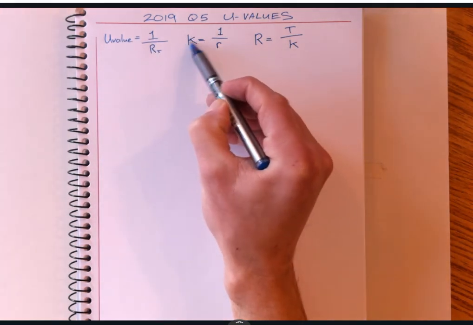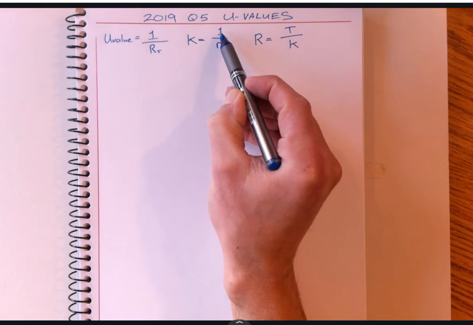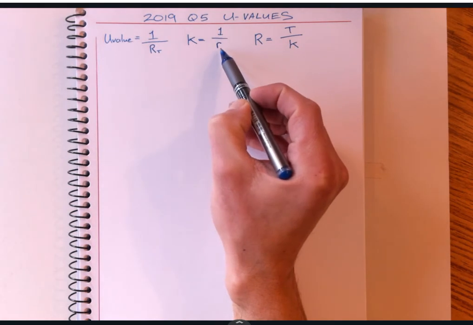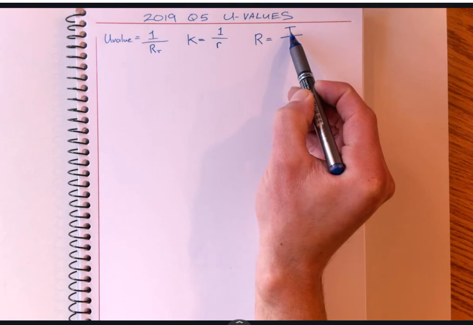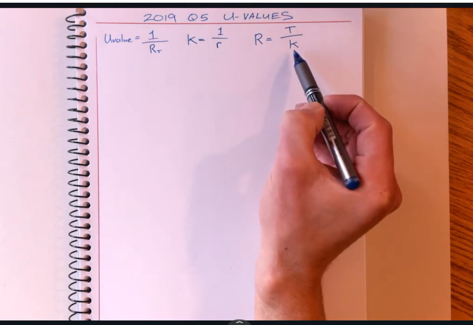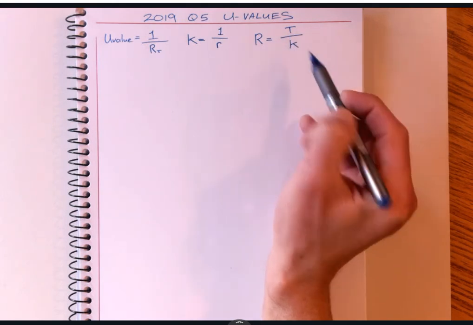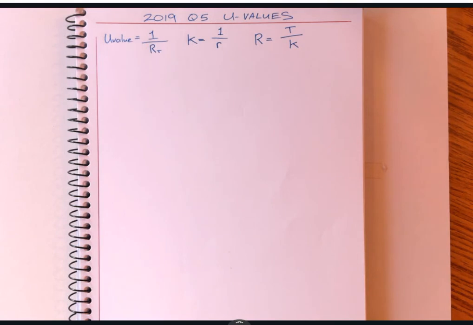Next one, capital K, conductivity equals 1 over small r. That means 1 divided by the resistivity. And then we have capital R, resistance, equals thickness divided by conductivity. Capital T, capital K. So before you even read the U values question, the first thing you write down is those 3 formulas.